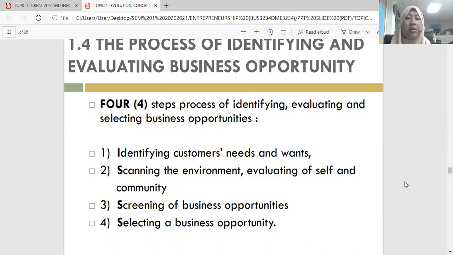When we're talking about screening of business opportunity, there are a few factors. After this, I will go deeper because we have more explanation and elaboration on this. And number four, selecting the business opportunity after you have done steps 1 to 3 here.